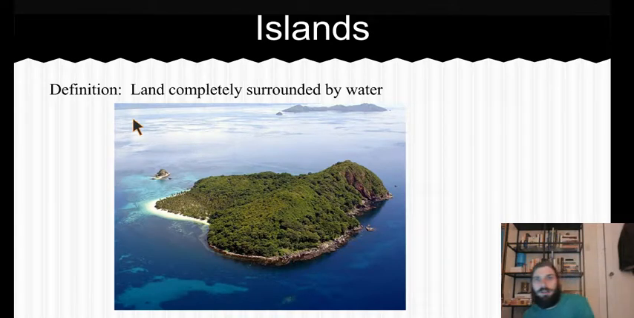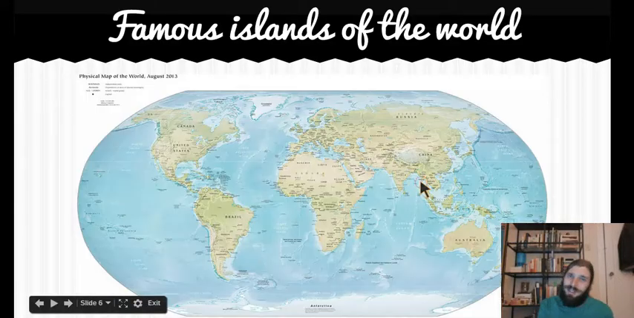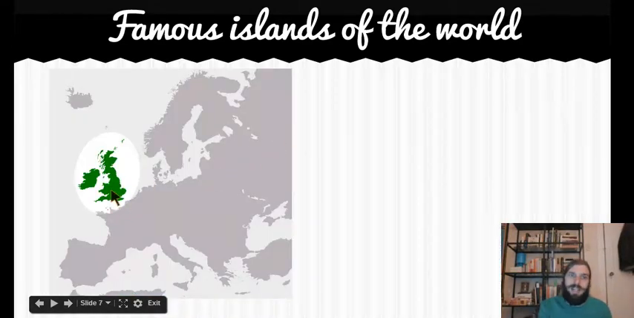Now, next we're going to talk about islands. An island is land that is completely surrounded by water. In this picture, you see one example, but let's look at some famous islands of the world. Here in Europe, we have the country of England, all right? And you see England is completely surrounded by water, which means it's cut off from the rest of Europe, and that makes it an island.